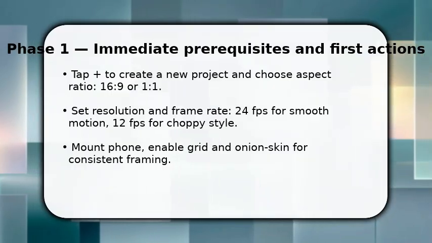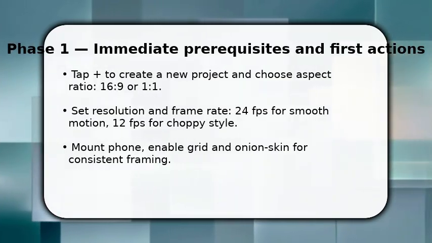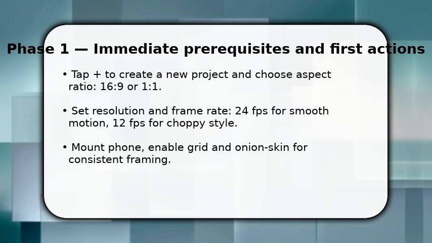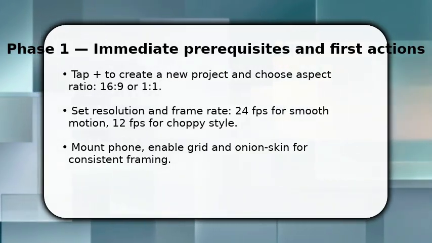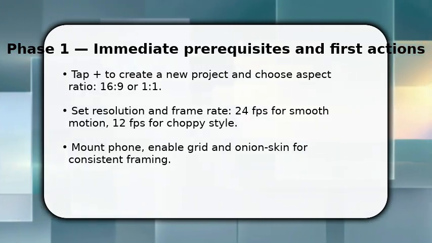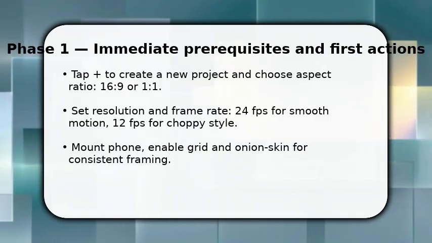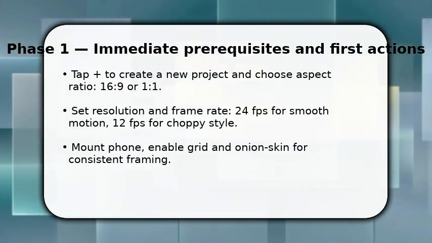You begin by creating a project and locking your intent. Choose aspect ratio and frame rate first because these settings govern motion. Once set, mount your phone on a stable tripod and enable the grid. This keeps composition steady. Turn on onion skin to compare frames and adjust exposure and focus manually so lighting stays consistent. Do this now so you avoid retakes later.